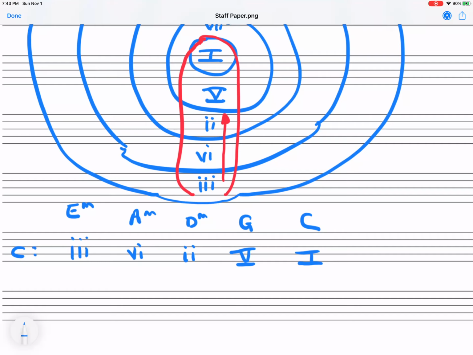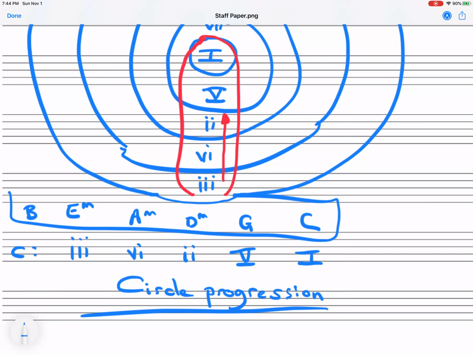You could transpose this to any key you like, but this is called the circle progression. Basically, you can think of it as the circle of fifths. But I'm always going to refer to this as the circle progression. Okay, the circle progression E, A, D, G, C. You may recognize this as part of bead G, C, F, right? So this is the motion of fifths, like around the circle of fifths. Okay, so 3, 6, 2, 5, 1.